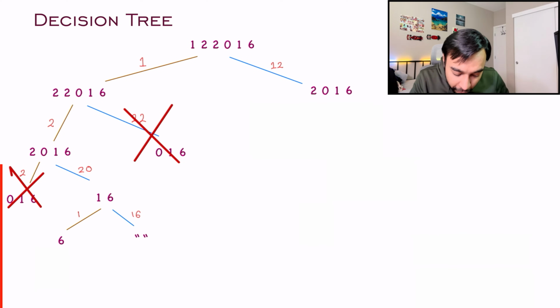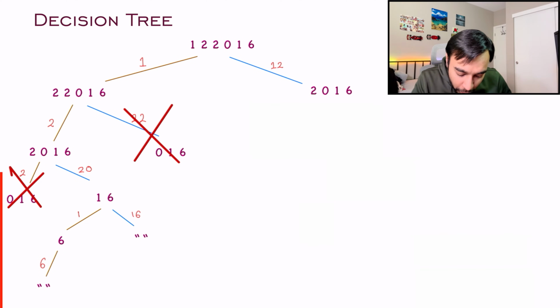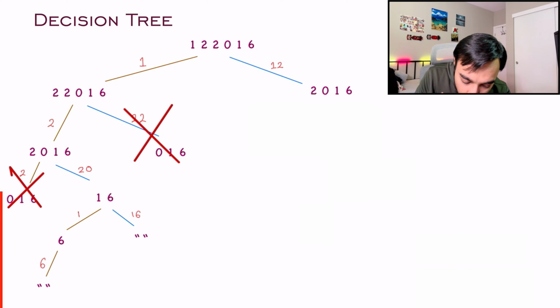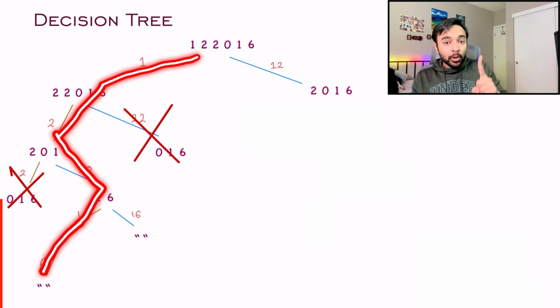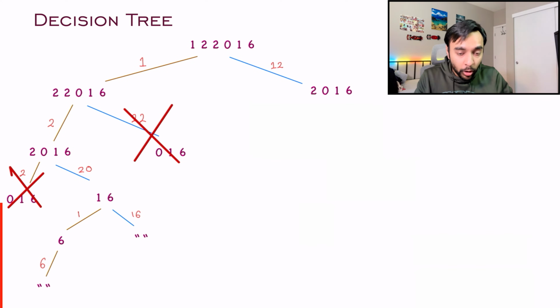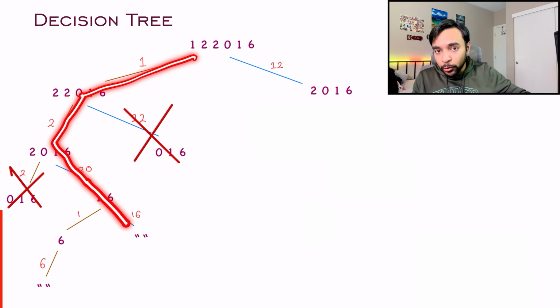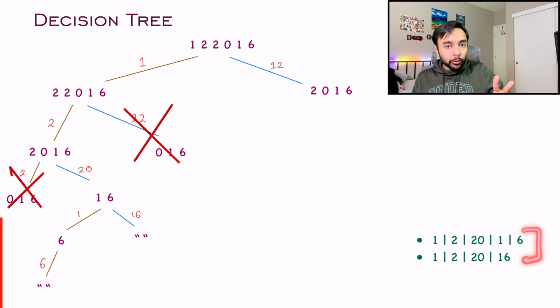And similarly, for the letter 6, you can make one more decision. You can pick 6 and then you will end up with an empty string once again. So this is also one more valid split, right? Whenever you reach an empty string, that means you were able to make your splits correctly. So just check this path. You do one split with 1, then 2, then 20, then a 1, and then a 6 again. So this is one way to decode. And you can also take 1, then 2, then 20, and then a 16. So this is another way to decode. So you found out two different ways to decode, correct? So up till now, I have two ways, right?